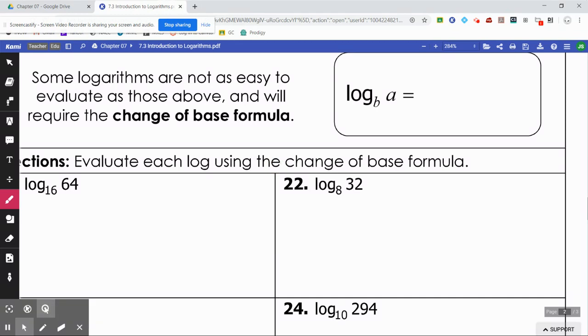It says if you have the log base b of a, and you want to change it to another base like 10, a common log, because that's what's on your calculator, you can do so by following the following steps. You can take the log of a, and notice now that my log is a base 10. You can change it like this. Find the log of a, and you divide it by the log of the base.